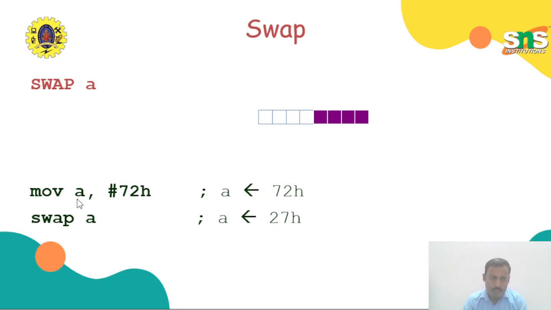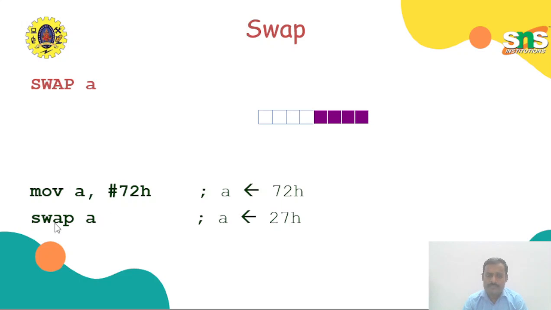Look at this: MOV A, #72H. That means the 72 hexadecimal data is immediately moved to the accumulator register. After this instruction, the accumulator becomes 72. This is the actual instruction. After that, I am going to perform SWAP A. So what happens? Look at this. The higher nibble is 7, that is 0, 1, 1, 1. The lower nibble is 0, 0, 1, 0.